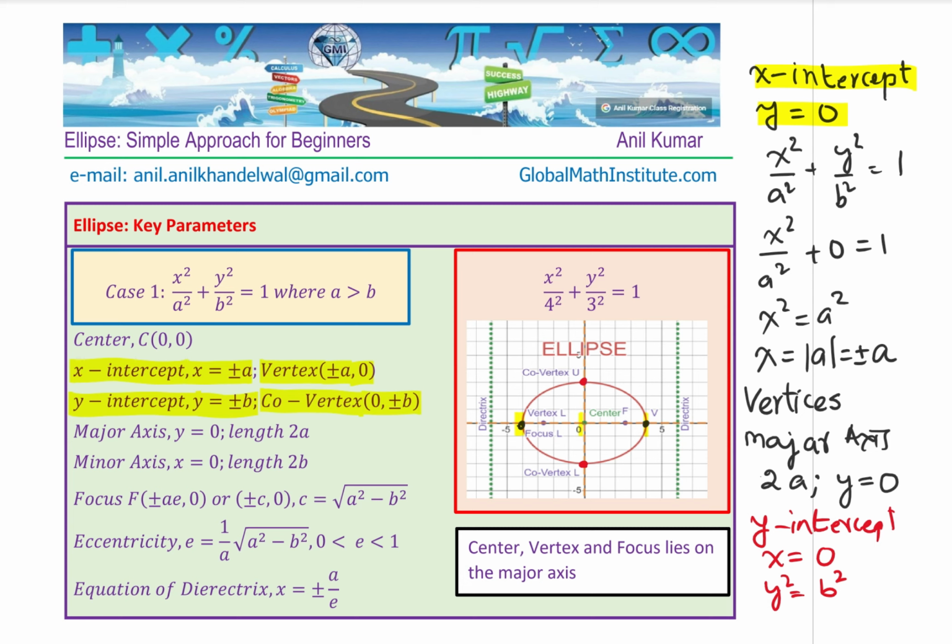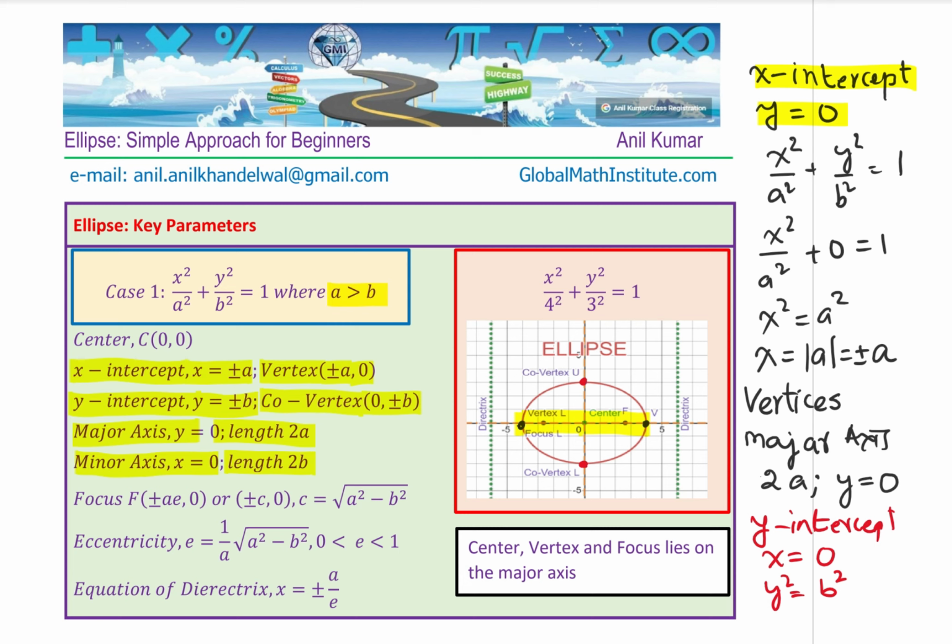The major axis is, as we said earlier, along the x-axis whose equation is y equals to 0, and the length of the major axis is 2a. The minor axis is vertical in this particular case, and the length is 2b. It is vertical since a is greater than b. The major axis is longer than the minor axis.